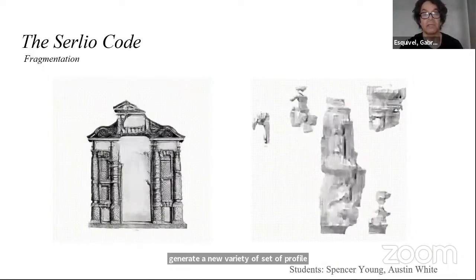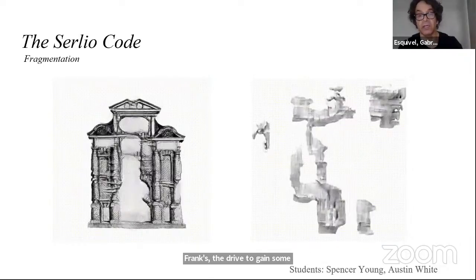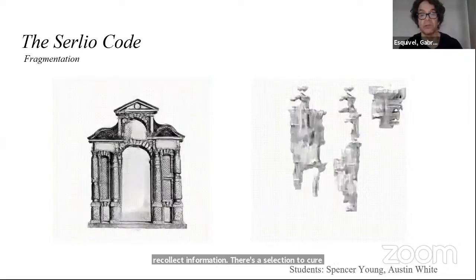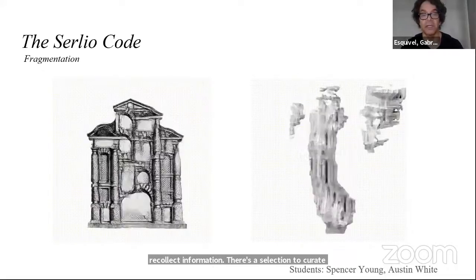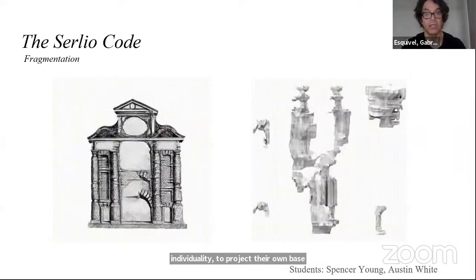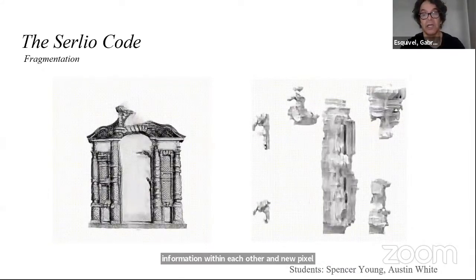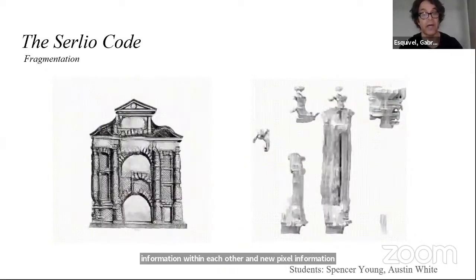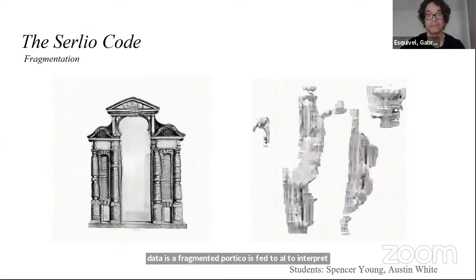The drive to gain some agency within the way AI recollects information: there's a selection to curate specific frames from the new SynGAN and explore the basic information of selected frames by their individuality, to project their own basic information within each other. A new pixel information data, a fragmented portico, is fed to AI to interpret infinite latent possibilities of assembly. Finally is our style transfer.